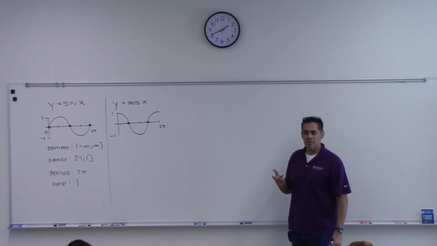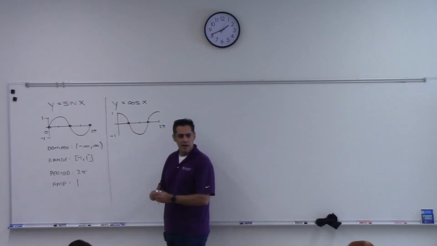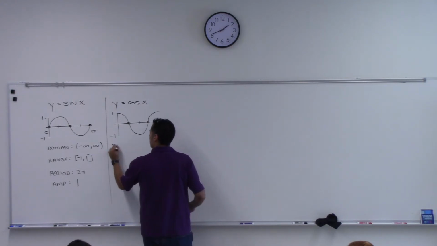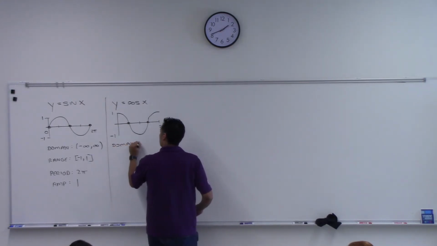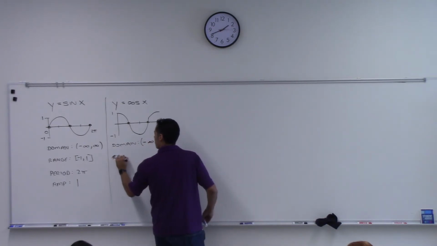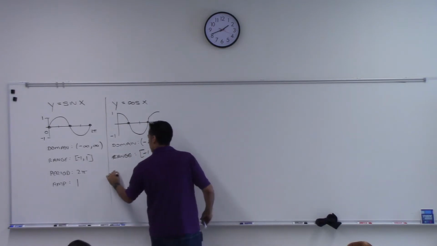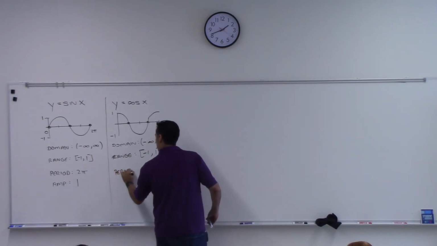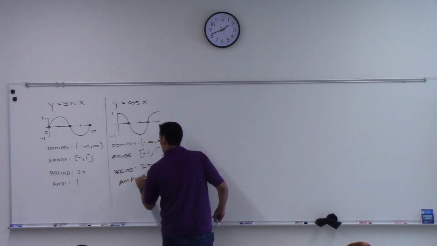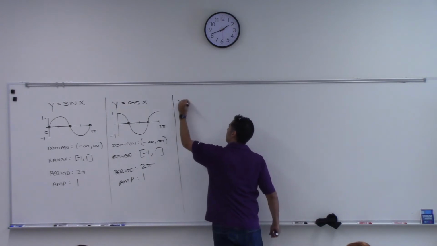What's the amplitude? So isn't this exactly the same? Right? So it's everything that was over here, exactly the same on this. Domain, negative infinity to infinity. Range, -1 to 1. Period, 2 pi. Amplitude, 1. All right, let's talk about tangent.